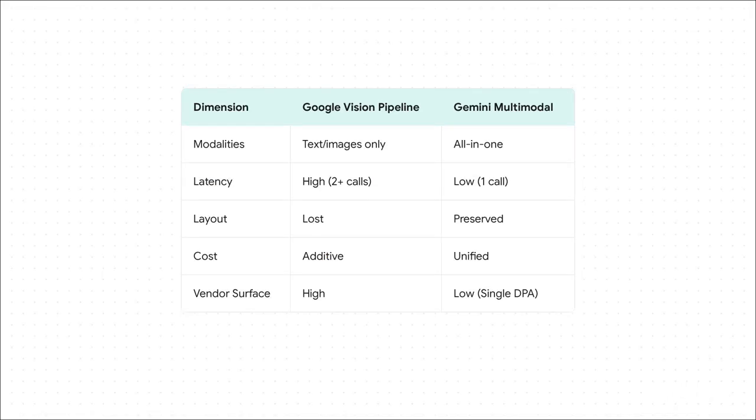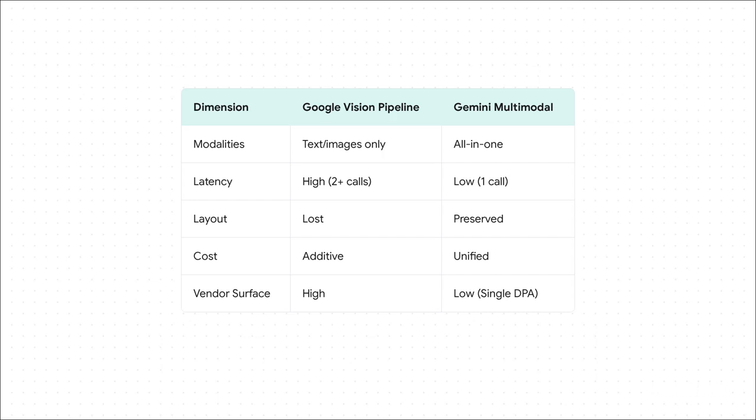Okay, this is it. This is the slide to screenshot and take back to your team because it lays it all out. Modalities. The old way forces you to bolt on new services for things like audio or video. The multimodal approach, it just handles it. Latency. 2 API calls will always be slower than 1. Simple as that.